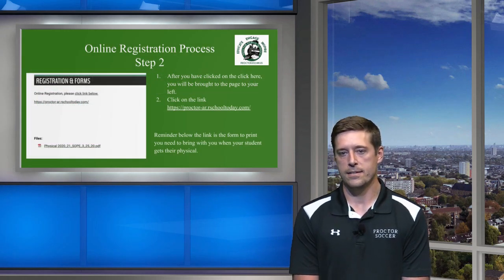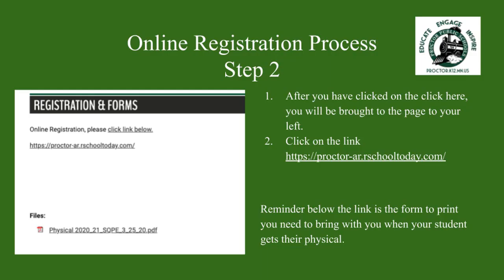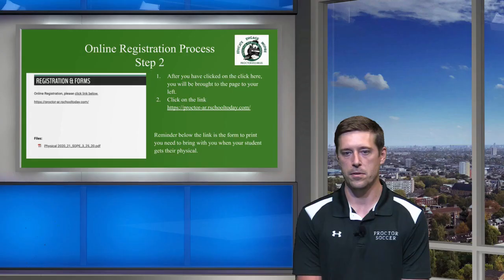Now we're at step two. After you've clicked on click here, you're going to be brought to this page. On the left-hand side, there is a Proctor Our School link. Please click on that, and you will be brought to step three. Also, if you need the physical form for a new student athlete this year, or if your physical is expiring, please print the physical form that is below the link.